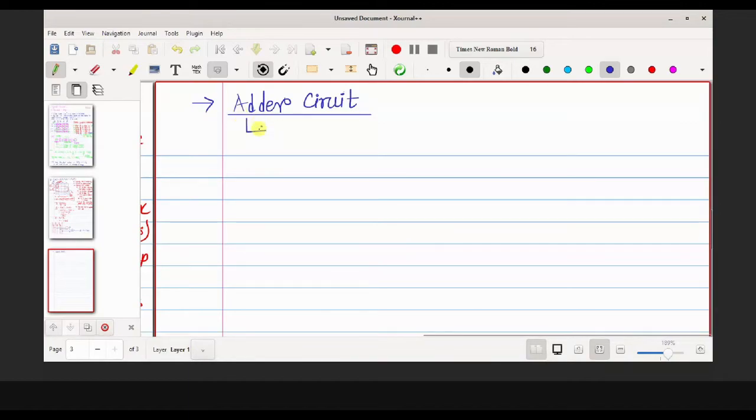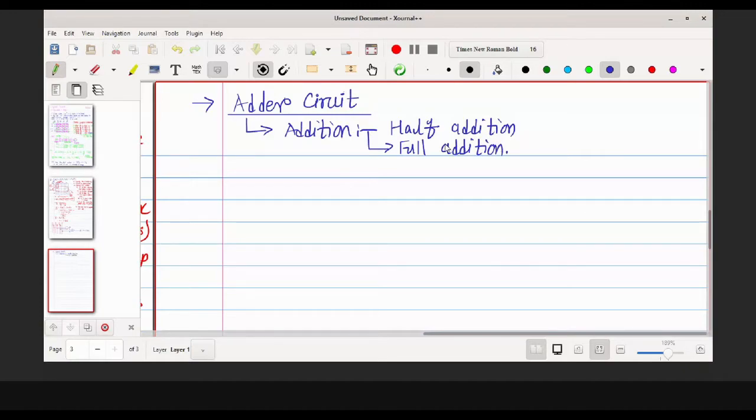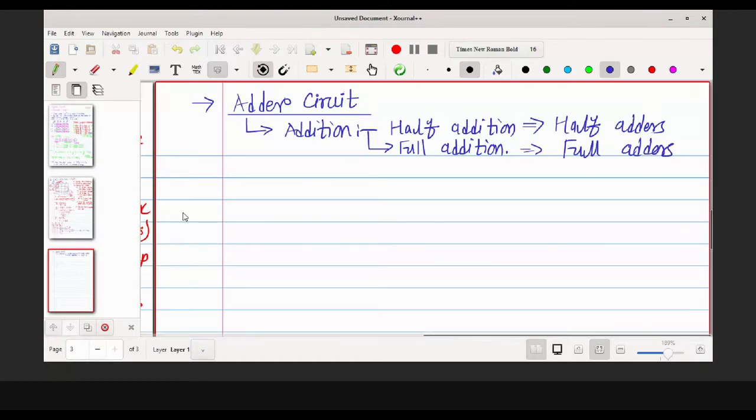Adder circuit. Adders are for addition, and addition can be of two types: half addition and full addition. I'll tell you with decimal what half addition and full addition are, then you can understand. Correspondingly, the circuits we are going to develop are called half adders and full adders. Let us take an example and understand what half addition and full addition are.